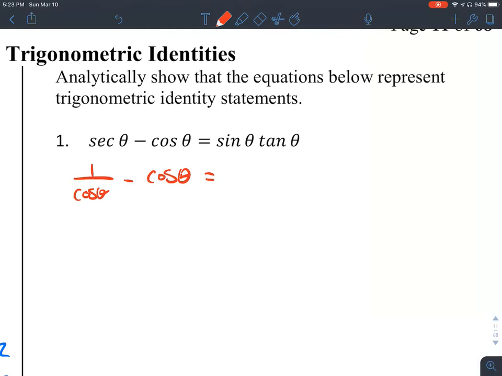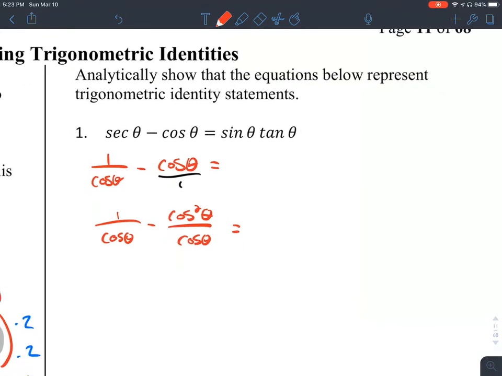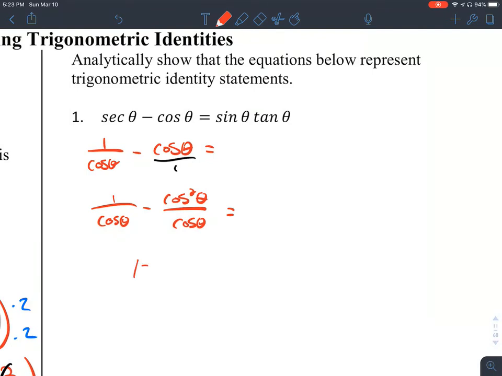So I'm going to multiply cosine over 1 by cosine over cosine to get common denominators. It's going to give me 1 over cosine of theta minus cosine squared of theta over cosine of theta. Once you have common denominators, you subtract the numerators. Denominator stays the same.